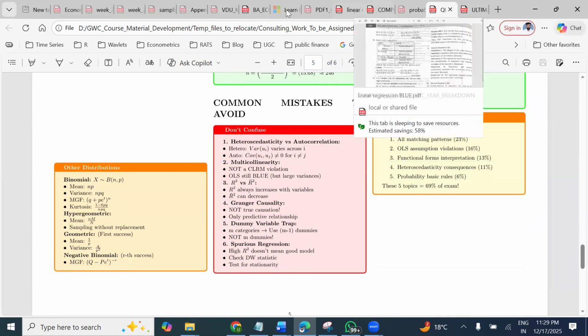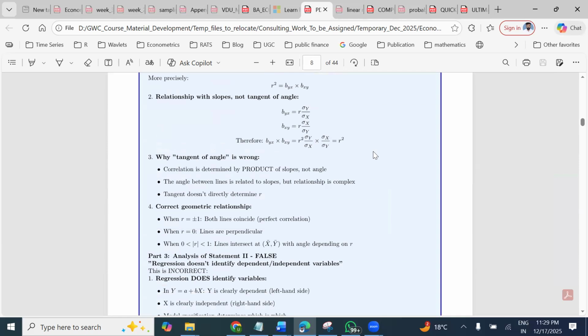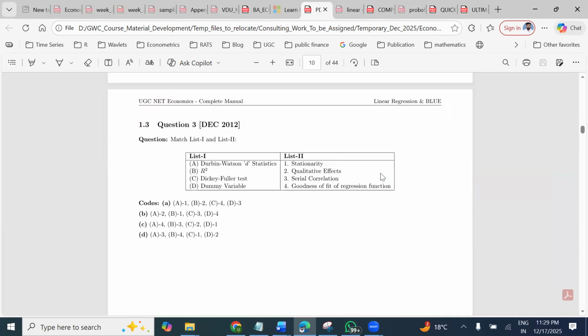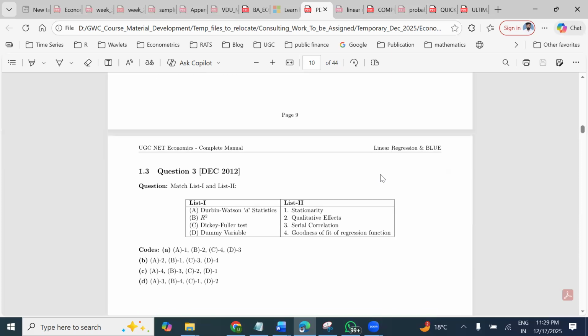Now let us focus on what we are doing. How many questions did we do, Sangeeta? Progress was very slow, but we are at 11.